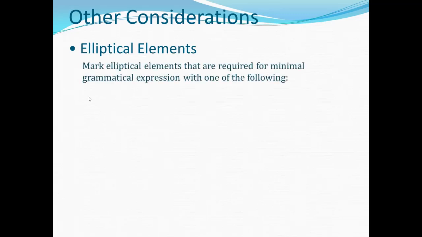All right, a couple of other considerations, and then for this video we'll be finished. Elliptical elements. Elliptical is not talking about a geometric shape here. It's talking about the fact that some things are left out of sentences sometimes. The Greek word from which the word elliptical derives is a word that means to leave out or to omit. And writers sometimes omit certain elements that are really necessary for full grammatical expression. When that happens, when you discover elliptical elements that are necessary for minimal grammatical expression, you put those into your diagram by one of the following means. Either you put a capital letter X, I guess you could use lowercase, in parentheses, and the parentheses indicates that this is an added element, not something that's actually expressed in the sentence.